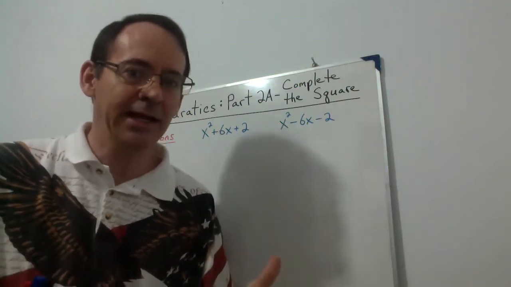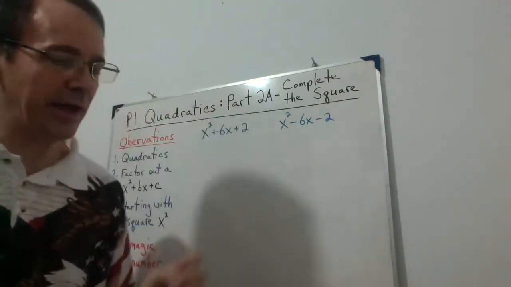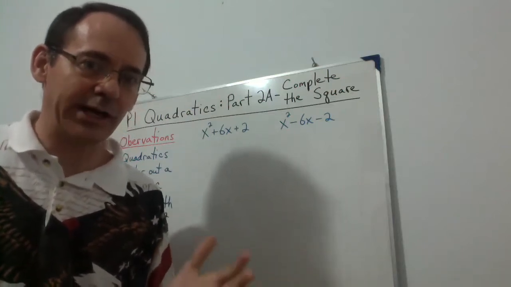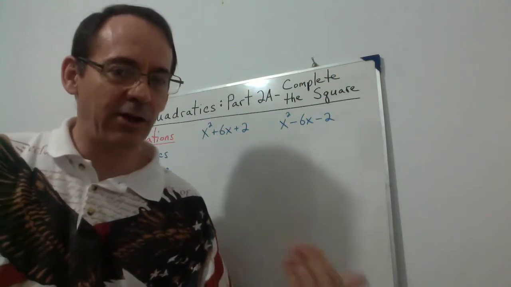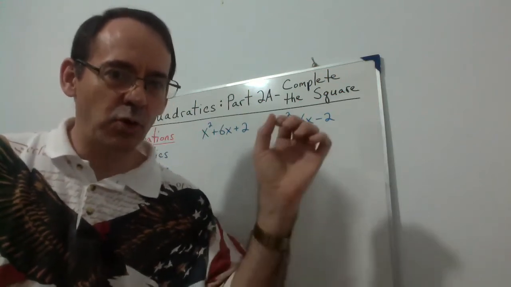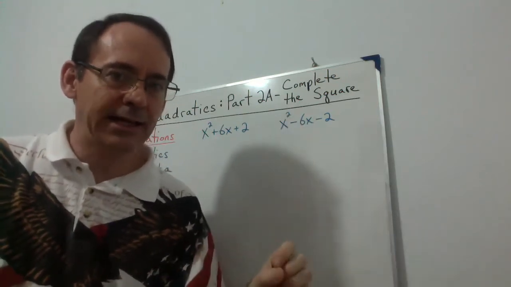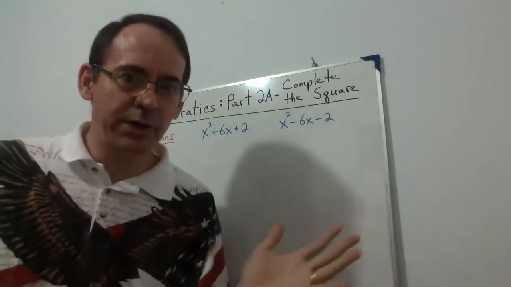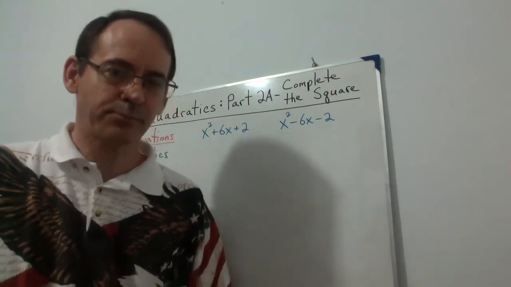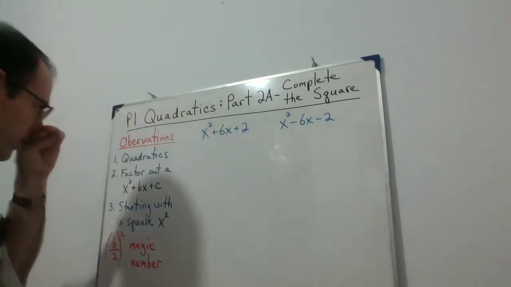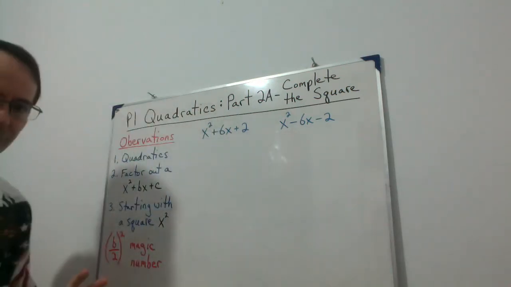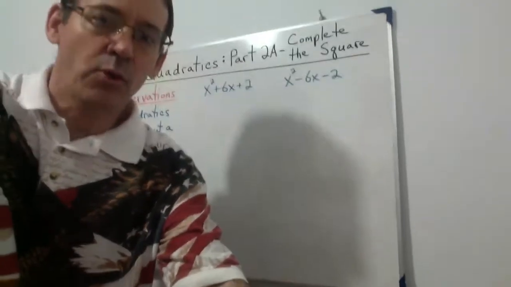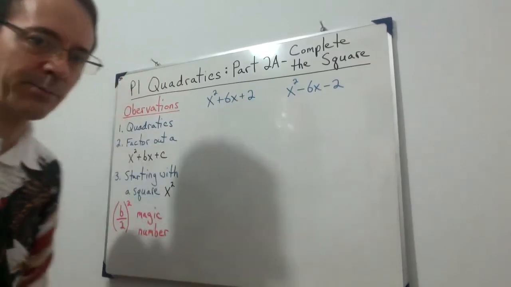So I'm going to try to help you in Part 2A to understand what exactly completing the square is. And I'll also throw in some quick outline of the applications, like why do we want to complete the square anyway. Okay, so let's get started with a few observations, some important observations in this completing the square process.